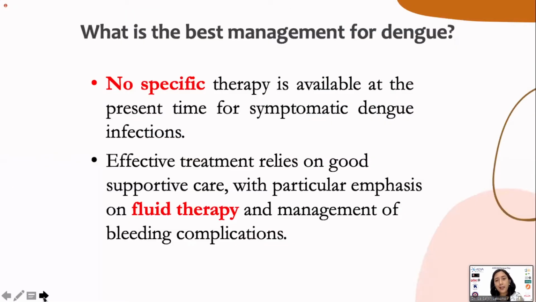So what is the best management for dengue? At the moment, there is no specific therapy available for symptomatic dengue infections. Effective treatment still relies on good supportive care, in particular emphasis on fluid therapy and also management of bleeding complications.